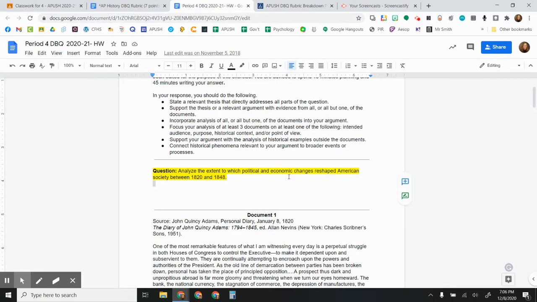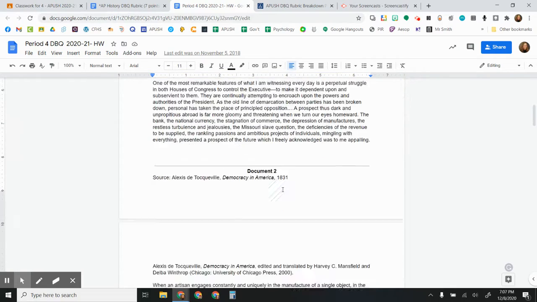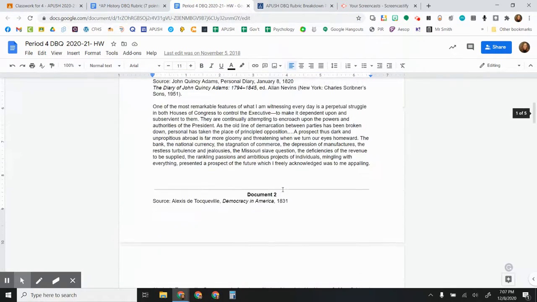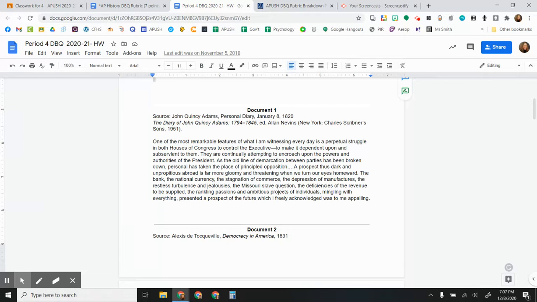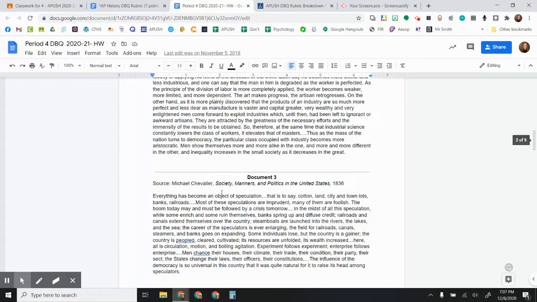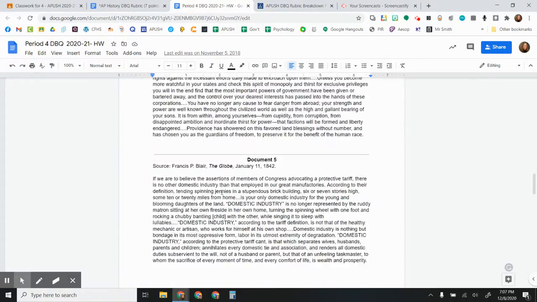Then once you've done that, you're going to go back and you're going to read through each of the documents. You're going to do a quick POV cap for each of the documents: context, audience, purpose, point of view. Okay, so you're going to read it, say, what is this about? Why would John Quincy Adams write this? Who was he writing it to? What is he explaining? What is he talking about? And you'll do the same thing for all 7 documents.